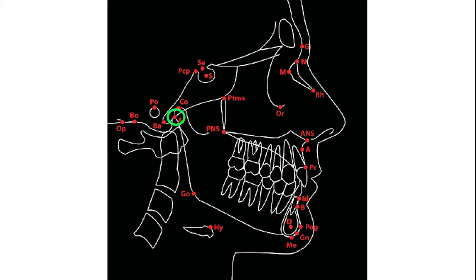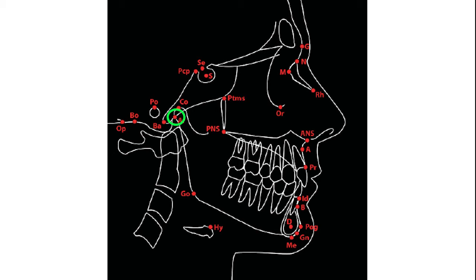The next is the articulaire. The articulaire is abbreviated as AR. It is the point of intersection of the images of the posterior border of the mandibular ramus and the inferior border of the basilar part of the occipital bone. It is also a bilateral structure.